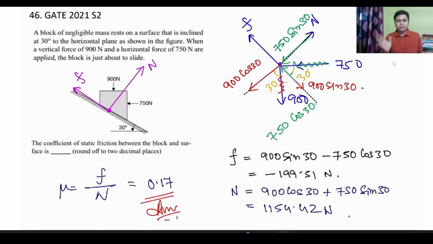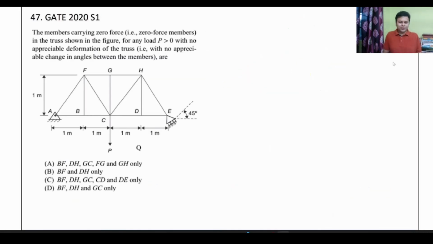Okay. iPad battery is 2%. Let us try to move it fast. Question number 47. Very, very simple question. So you have to find out the number of members in which the forces are zero. Okay. So very easy. We have done similar kind of questions.